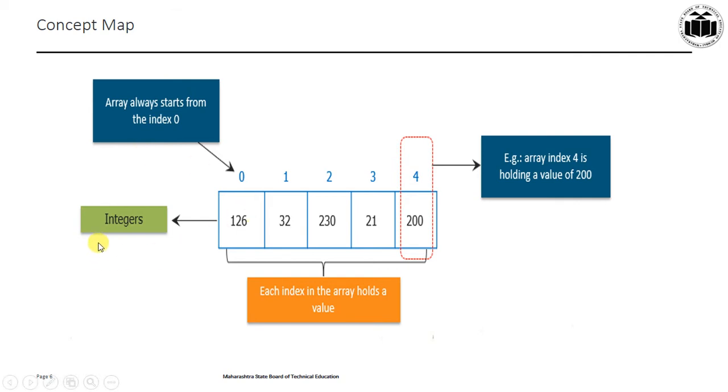So here I have declared the integer type of array. So always remember, array holds the values of same data type. So each index in the array holds the integer value only. Array always starts from the index 0. So here 126, an integer number, belongs to index 0. 32 integer value belongs to index 1. Like that, array index 4 is holding a value of 200 which is integer.